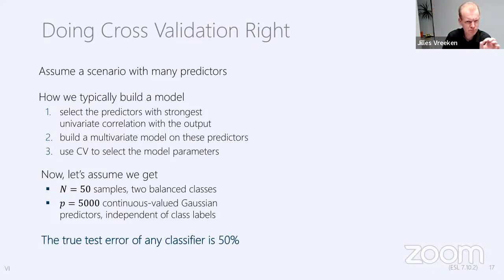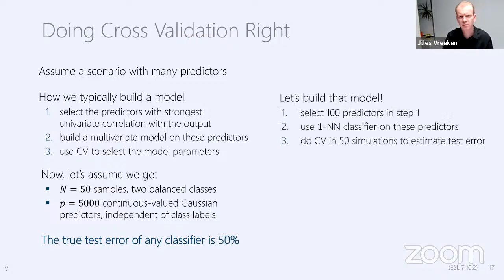Let's now think what happens when we actually do this. Let's build that model. Let's say we choose 100 predictors in step 1. We use one nearest neighbors to classify on these predictors. And now we're going to evaluate what is the truth, or what is the test error. We're going to estimate the test error using cross-validation, and we do this 50 times.